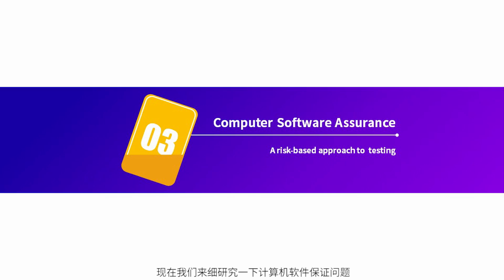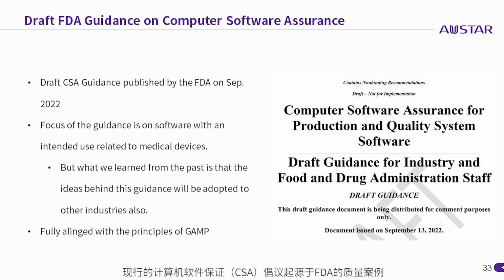Now it's time for a closer look at computer software assurance. The current Computer Software Assurance Initiative has its roots in the FDA Case for Quality. Already in 2015, the validation practices and documentation burden had been identified as a challenge for the introduction of new technologies. To address that, over the past years, the CSA approach has been developed, companies have been piloting this, and the approach has been refined. The FDA has published the draft guidance on this in September 2022.